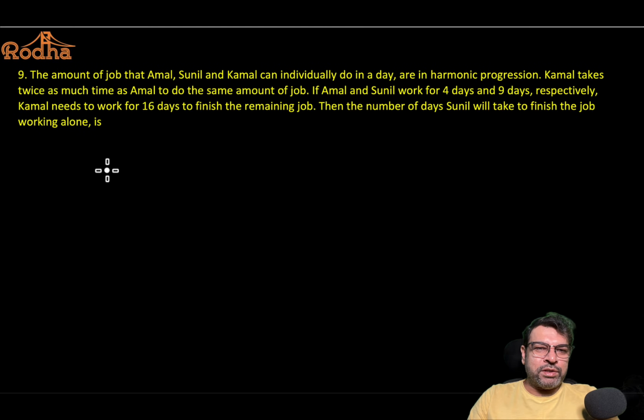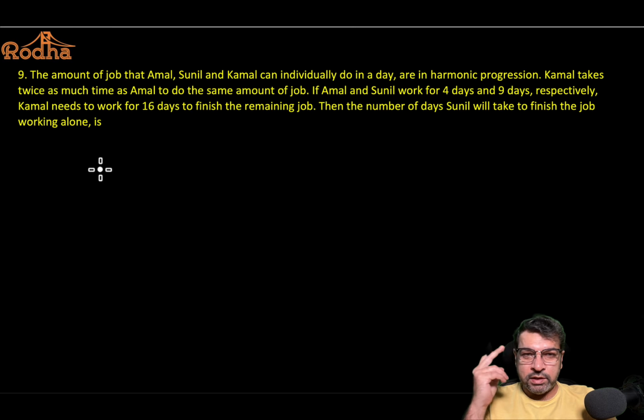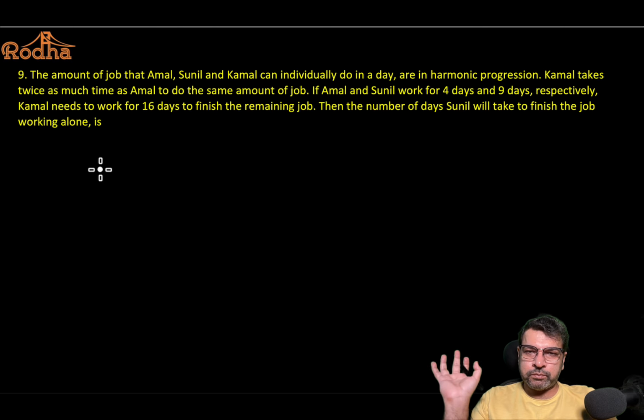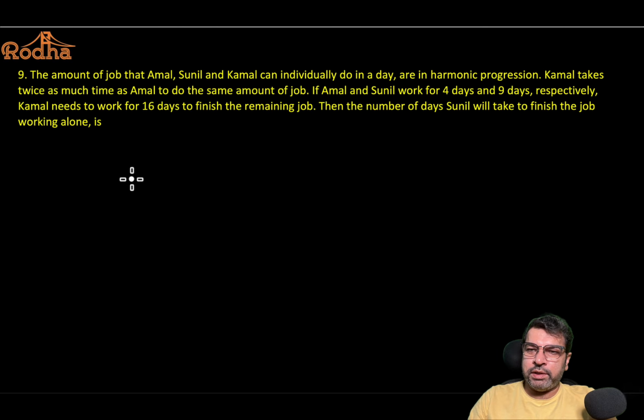Last question of the slot. The amount of job that Anil, Sunil and Kamal can individually do in a day are in harmonic progression. Kamal takes twice as much time as Amal to do the same amount of job. If Amal and Sunil work for 4 days and 9 days respectively and Kamal needs to do 16 days work to finish the remaining job. Find the number of days Sunil will take to finish the job working alone is.